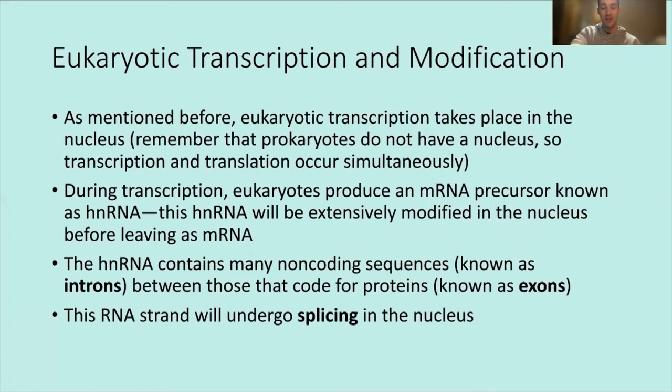So the hnRNA contains many non-coding sequences, which are known as introns. And between those, there are sequences that actually do code for the proteins, and those are known as exons. And the RNA strand will undergo splicing in the nucleus.